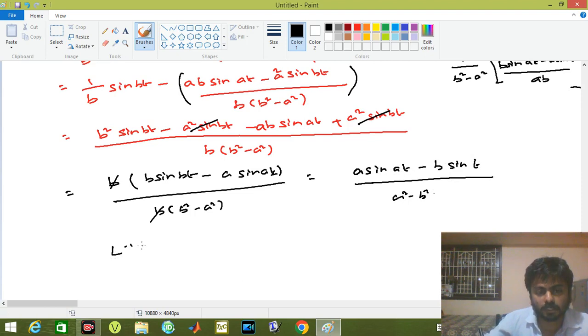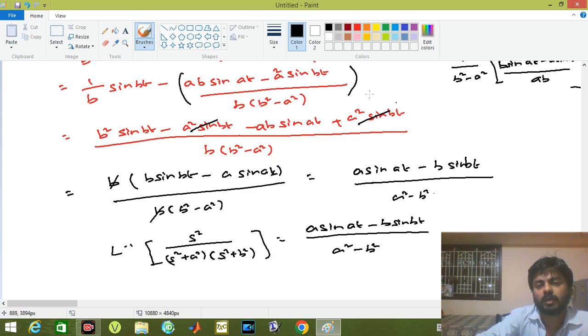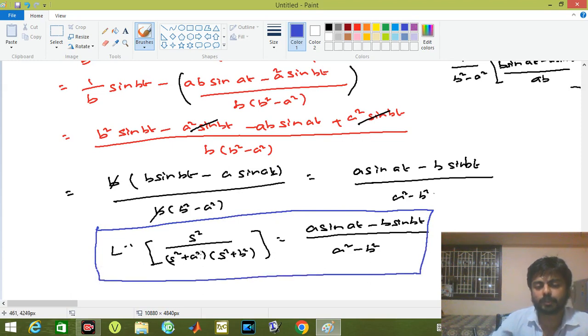Therefore our answer is L inverse of a square divided by a square plus a square into a square plus b square equal to a sin at minus b sin bt divided by a square minus b square. So this is the required solution. So here I have shown you the two methods of calculating the value of L inverse of s square divided by s square plus a square into s square plus b square.